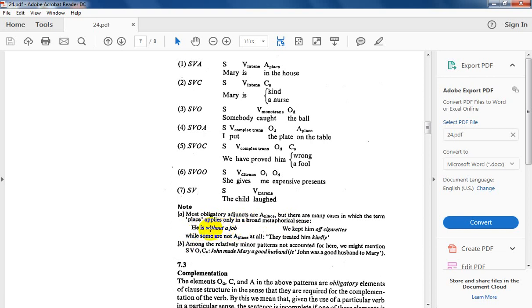SVA. If I ask you what is the clause type of this sentence, you say SVA. But look at the A, without a job. It is not a place. You see? So I can say it is an obligatory A. Again, we kept him off cigarettes. SVO. You see? SVO.